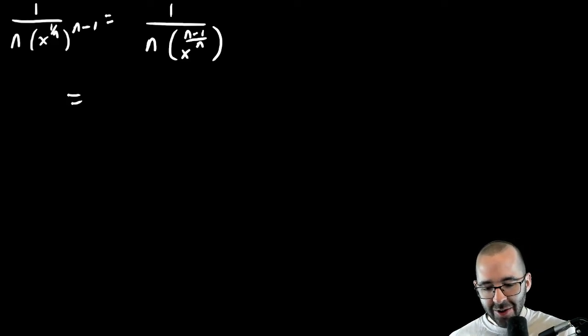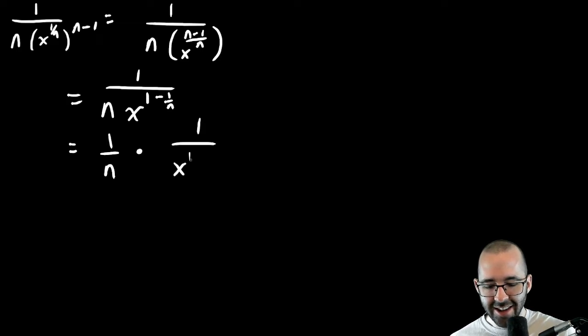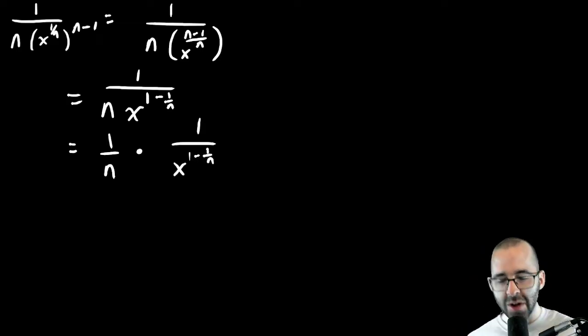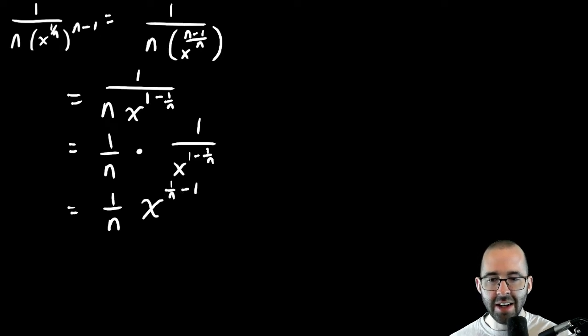This is going to be 1 over n times x. How does this fraction simplify? n divided by n is 1, and then minus 1 over n. Okay. So what does this become? We could write it like this, right? 1 over n times 1 over the other one. That's fine. And then we can write that last one with a negative exponent. Making the negative exponent is 1 over n minus 1.